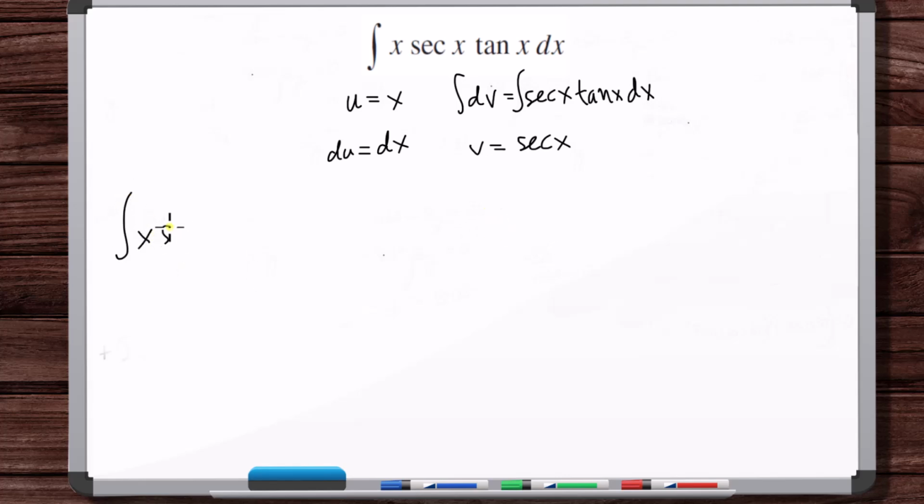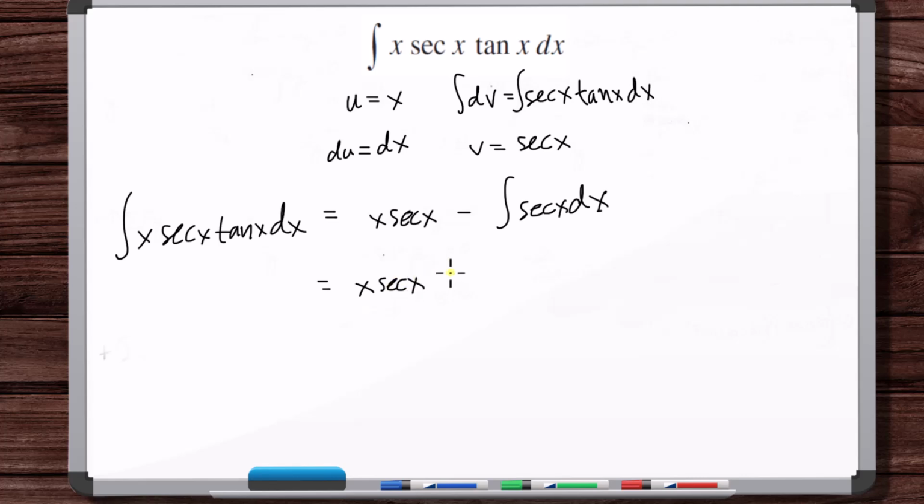So the integration by parts, u v minus the integral of v du. Okay, and the textbook gives us the integral of secant x. It's natural log of the absolute value of secant x plus tangent x. There we go, plus c.